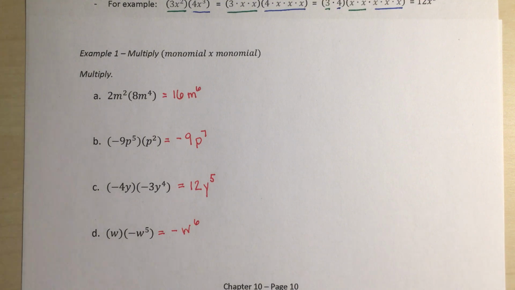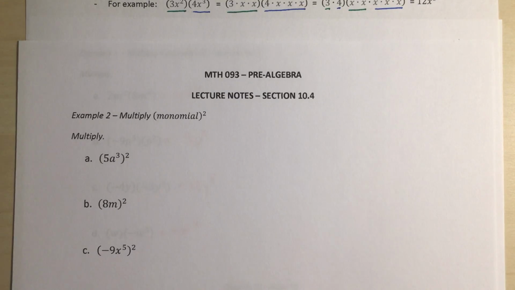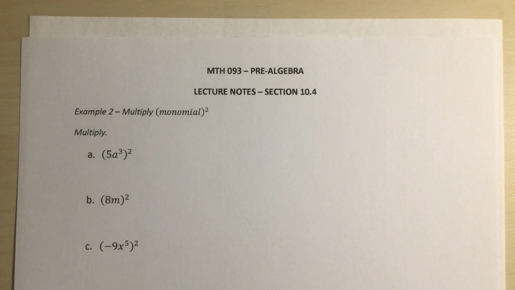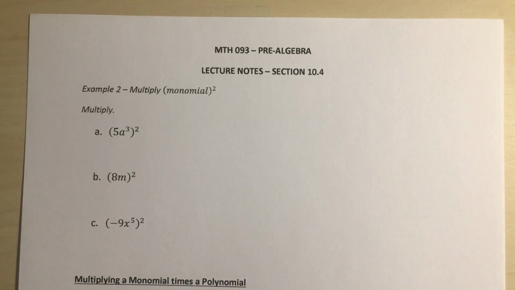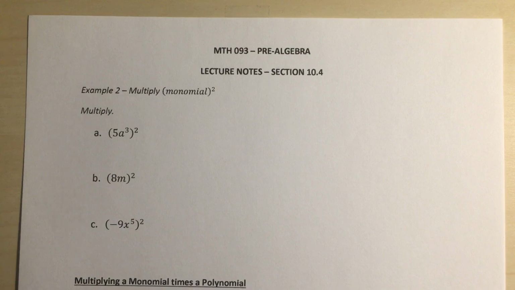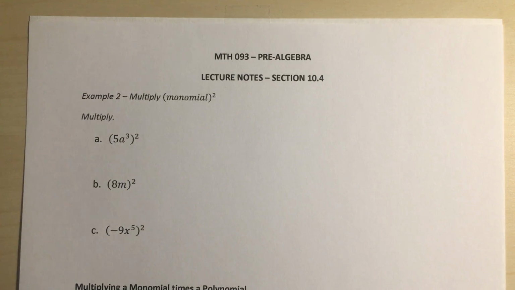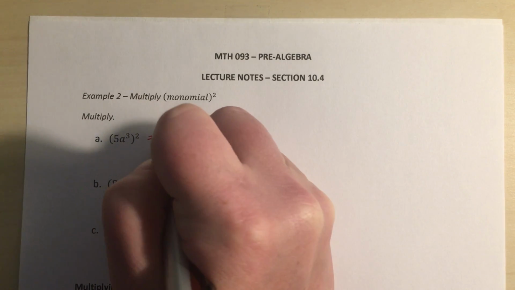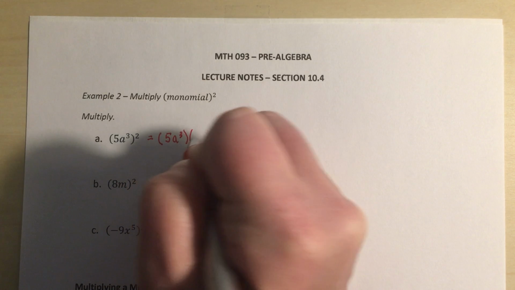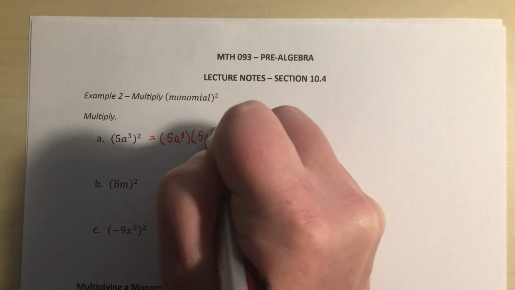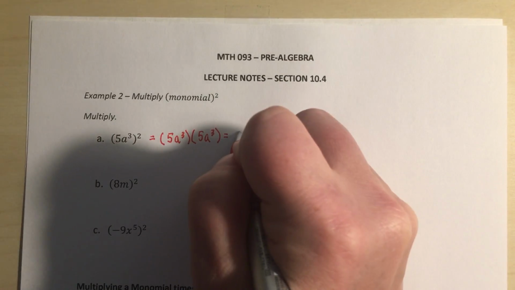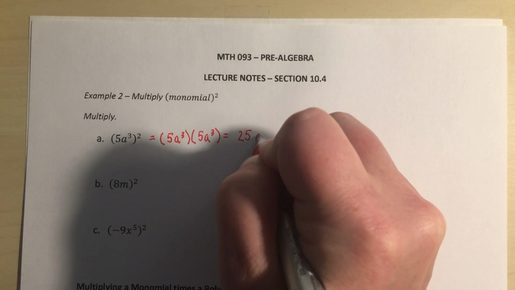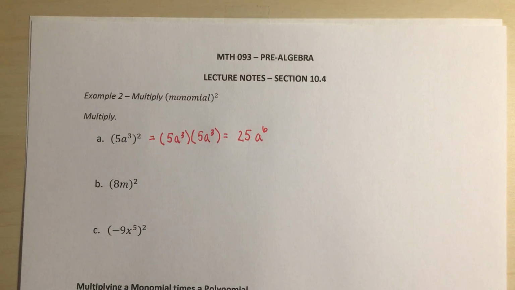Right, the other case where we're going to see multiplying monomials together is we could simply be squaring our monomials. Right? So we'll go ahead and work through example 2 because we're still multiplying monomials times each other. The only difference is it's written slightly differently because we're multiplying the same thing times itself. So for example A, 5a cubed squared. Well, that's really 5a cubed times 5a cubed. Right. So 5 times 5 gives us 25. Right. We add our exponents, we get a to the 6th.